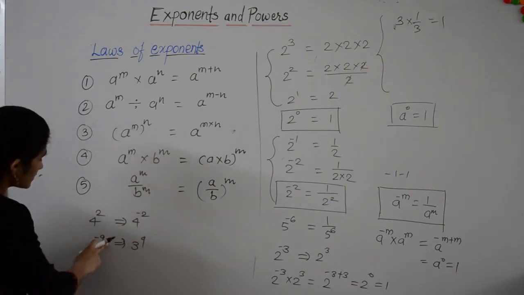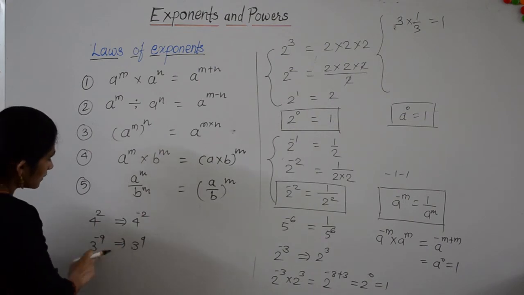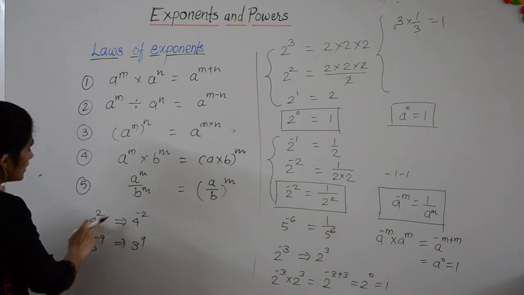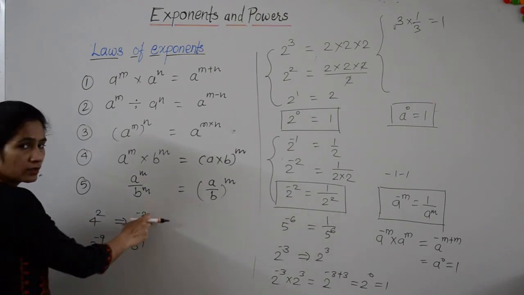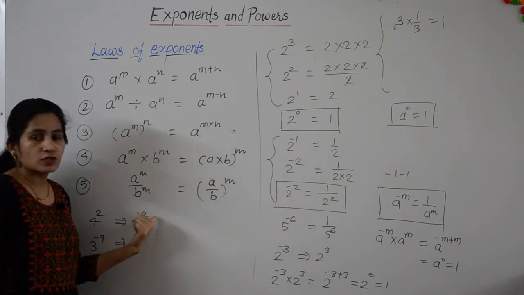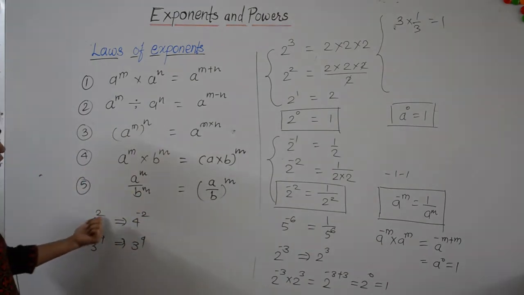3 raised to power minus 9 is the multiplicative inverse of 3 raised to power 9, and 4 square is the multiplicative inverse of 4 raised to power minus 2. Or you can say 4 raised to power minus 2 is the multiplicative inverse of 4 square.